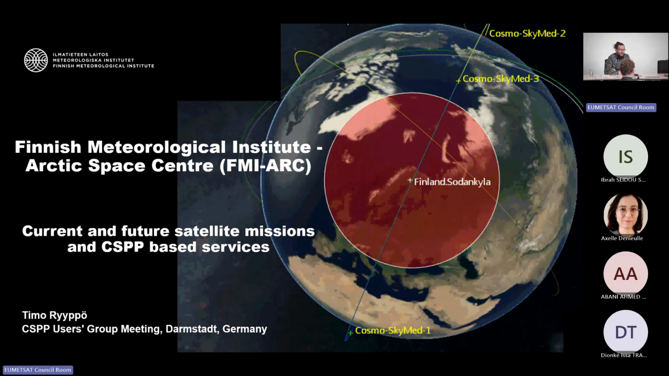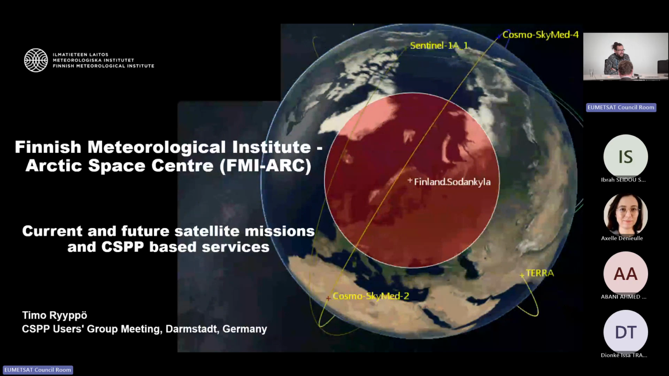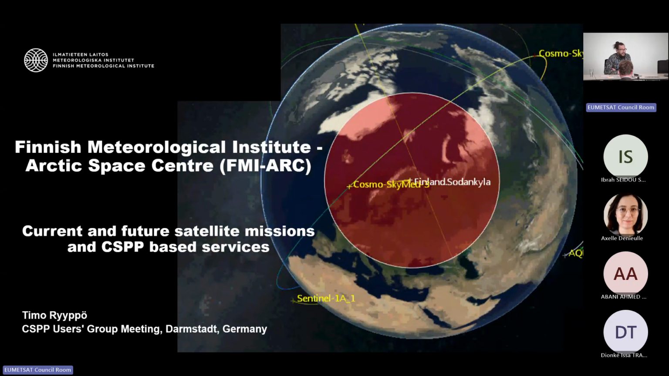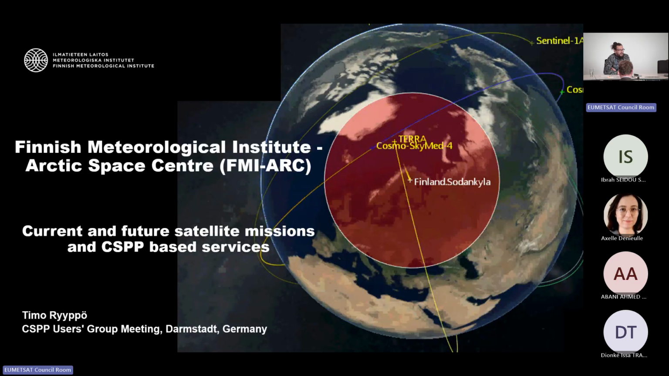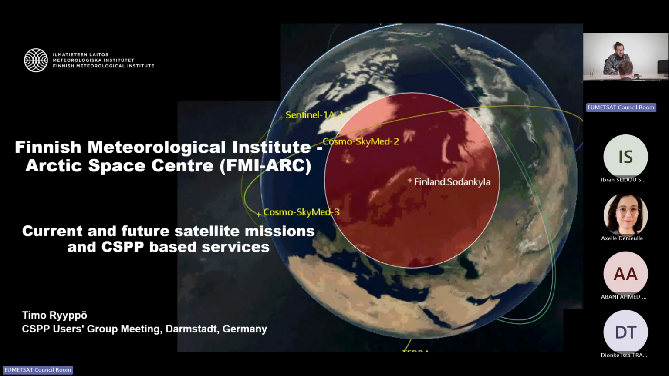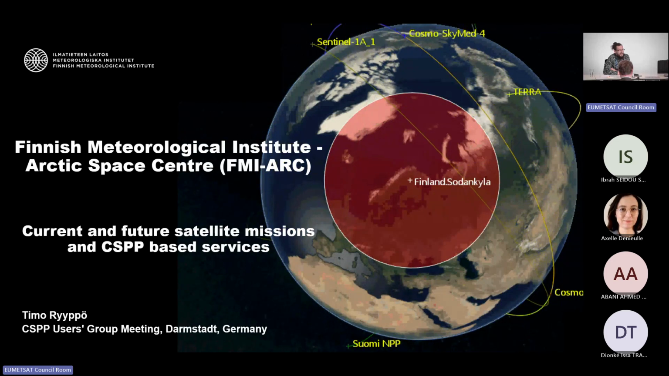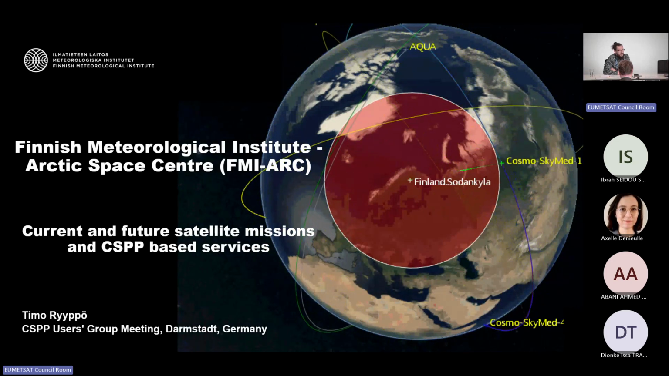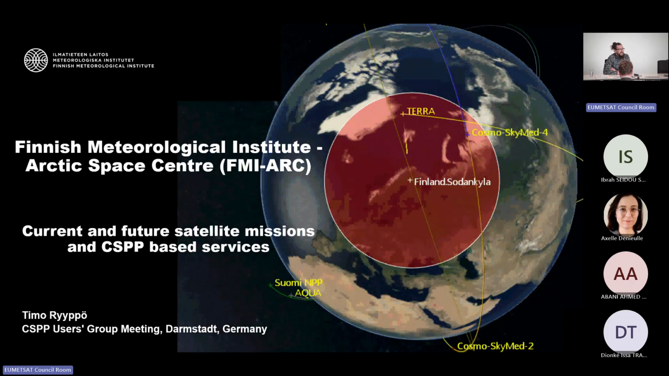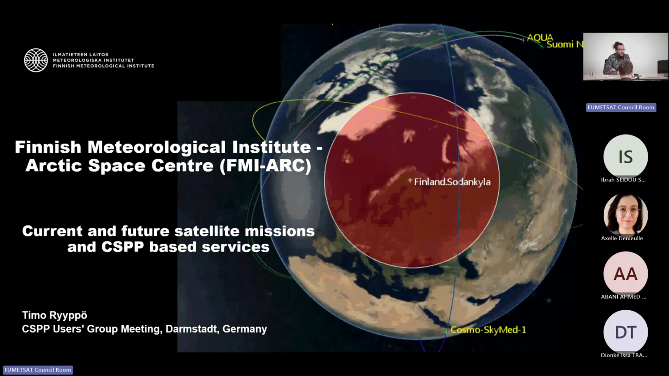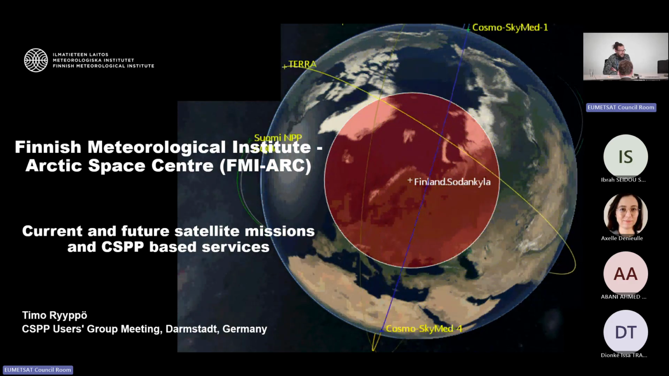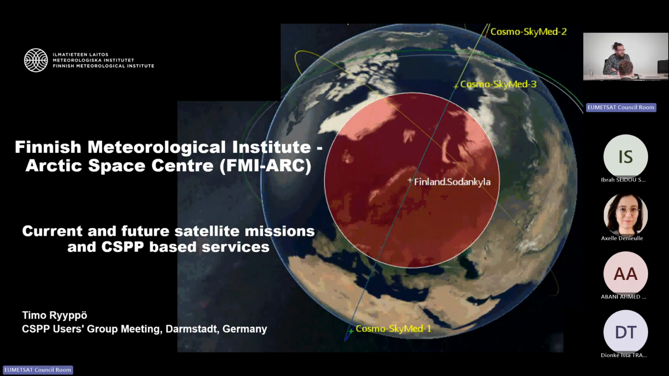Okay, but I'm here to talk about the Finnish Meteorological Institute and our Arctic Space Center, its current and future satellite missions, and of course the relation to the CSPP-based services. We have a headquarters in Helsinki where we have the geo reception using EUMETSAT, but that is totally excluded from this presentation. I'm just focusing on the polar orbiting activities we have in our Sodankylä sites.